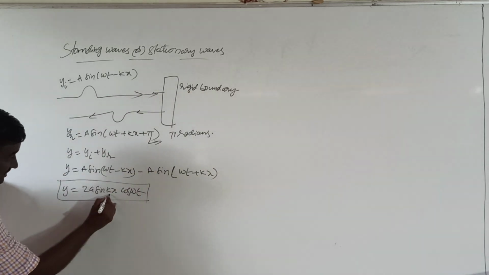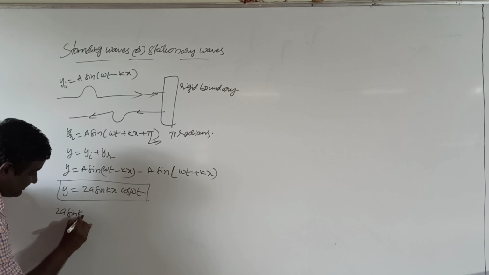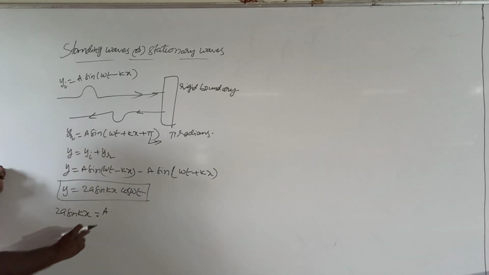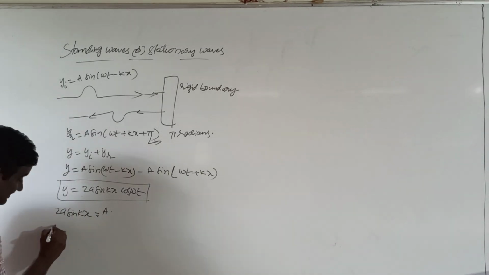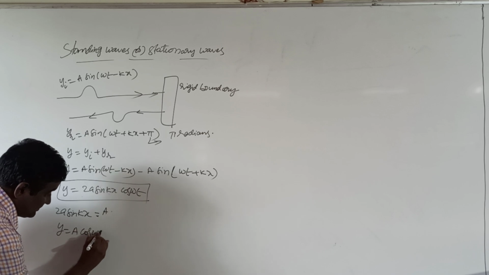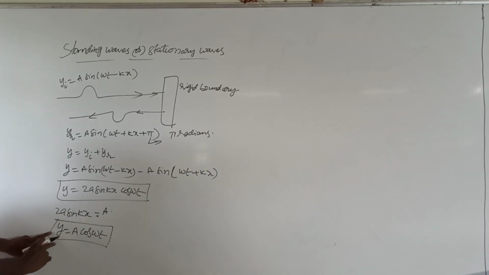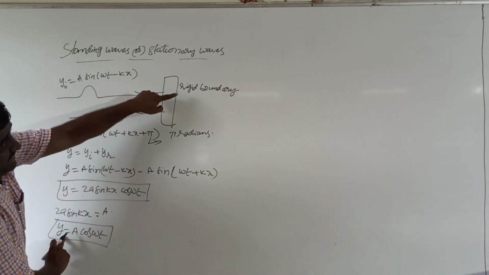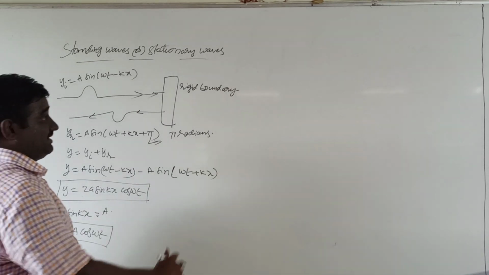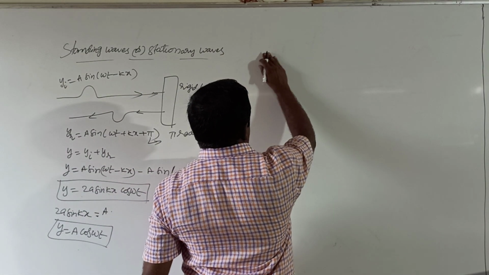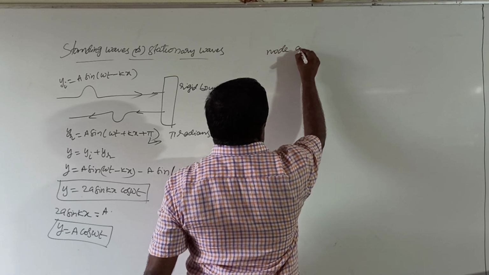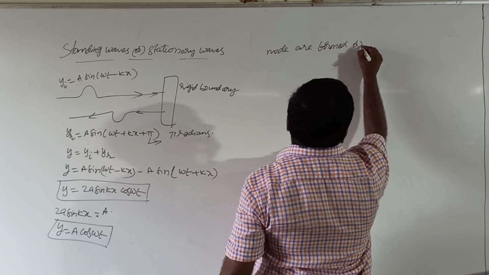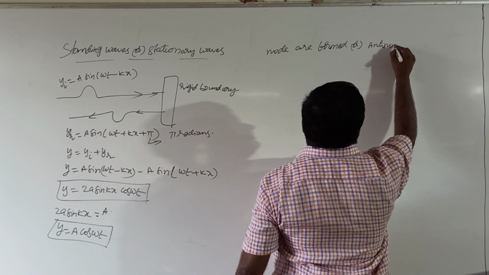In this equation, 2a sin kx is the amplitude of the resultant wave. We are taking A equal to 2a sin kx. Then y equal to A cos omega t is the equation of the resultant wave or standing wave superposed across the rigid boundary. In this equation, nodes are formed or antinodes are formed.